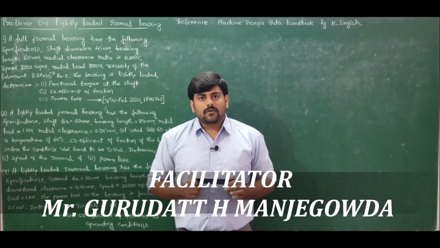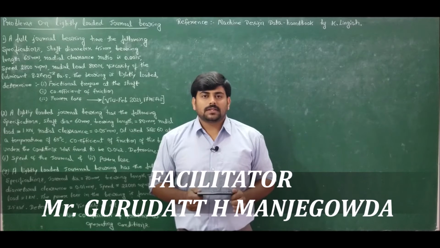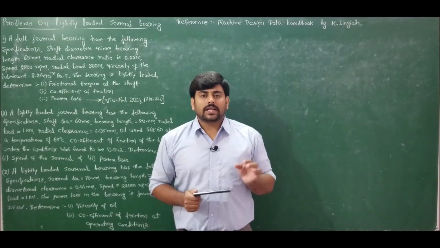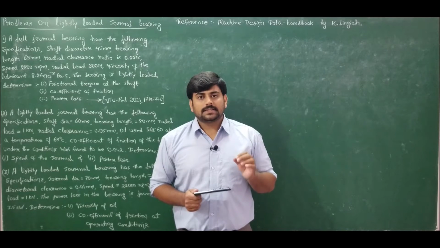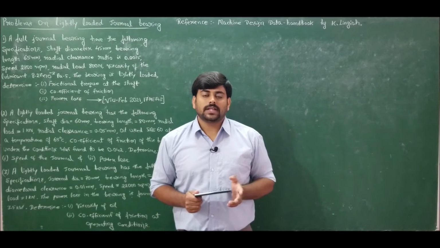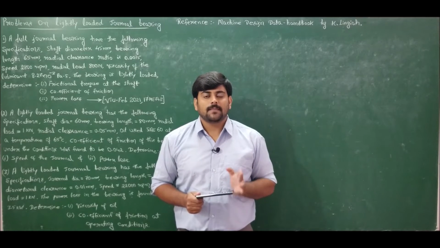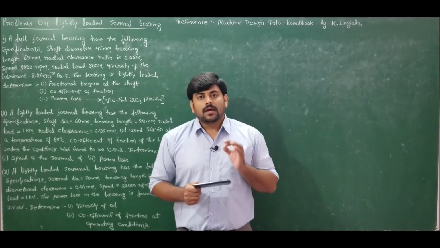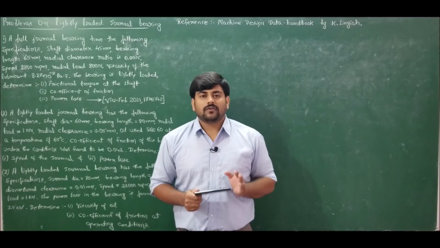Recollecting the formula of Petrov's equation, that is the coefficient of friction for bearings in which the load acting on the journal is very small, the journal is rotating at very high speed, and the lubricant used has very high viscosity, for which the eccentricity can be neglected. Such bearings are termed lightly loaded bearings. For lightly loaded bearings, we can use Petrov's equation to determine the coefficient of friction.